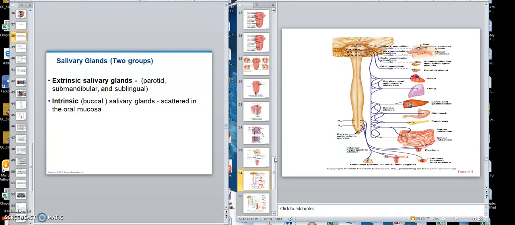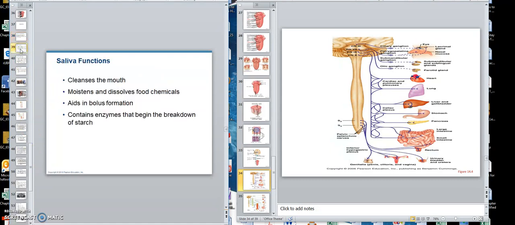All right. Let's go further. Okay, so salivary functions: cleanses the mouth, moistens and dissolves food chemicals, aids in bolus formation, and contains enzymes that break down starch. You have a salivary amylase for your starches, that's like your glycogens and so forth, and you have a salivary lipase for your lipids. So in the saliva, you have some enzymes. We'll do that a little later as we run through digestion.